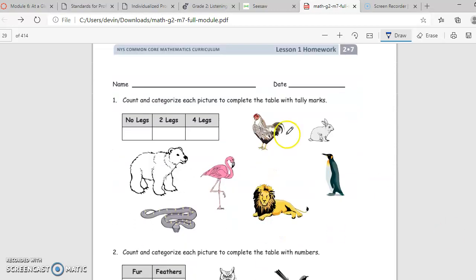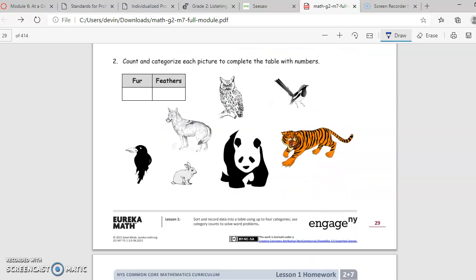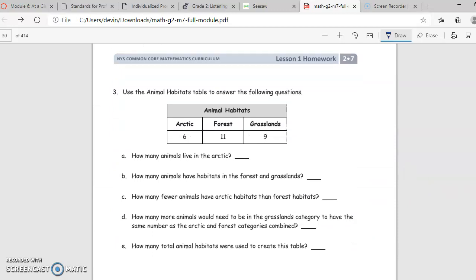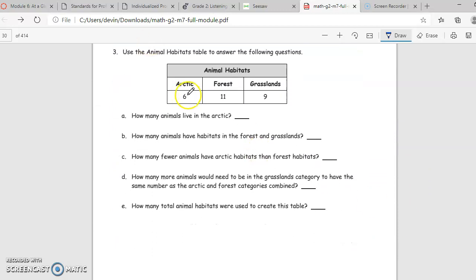And on the homework, it's more the same from the problem set. You count and categorize each picture to complete the table with tally marks. For 1 and 2 with fur and feathers again. Number 3, it's the question with the chart with numbers.